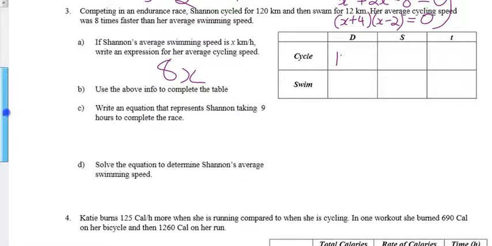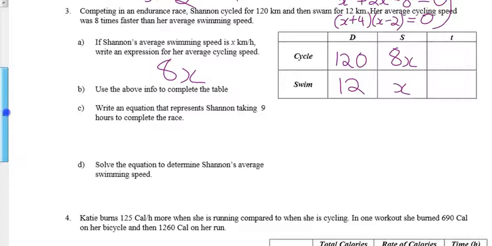So she cycled for 120 kilometers and swam for 12. Those are distances. Her speed of swimming was x, and her cycling speed was 8x. So we're just filling the table in with what we know. Basically, we could have done the 120, the 12, and the x, and then 8x because they told us that she cycles 8 times faster.